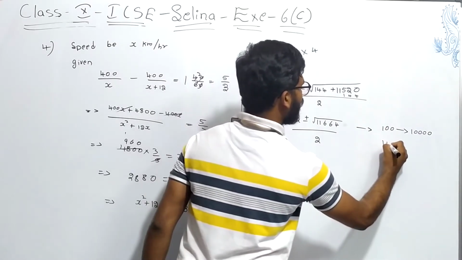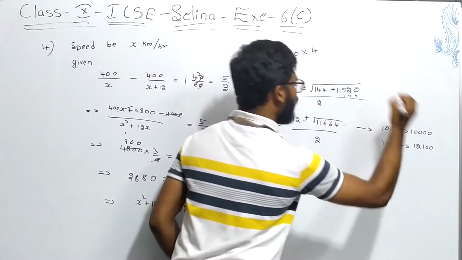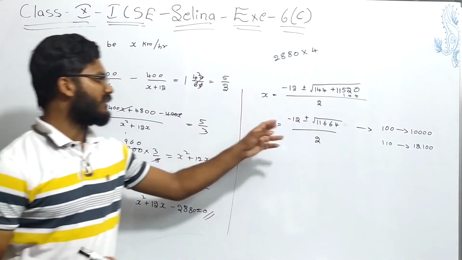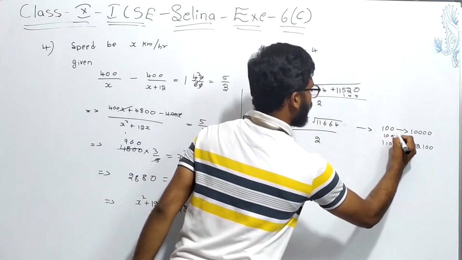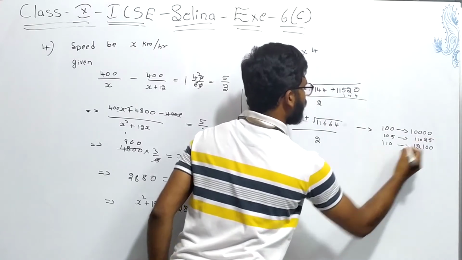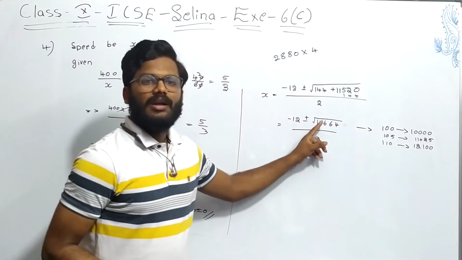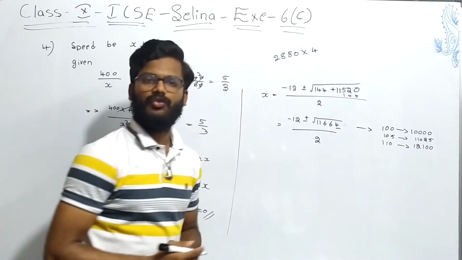10,000. And if you find the square of 110, how much is it? 12,100. Right? So this is in between these two. The same way, what is the square of 105? 105 square is 5 fives are 25, 10 into 11 is 110. So it is bigger than 11,025, and in the units place it is 4.